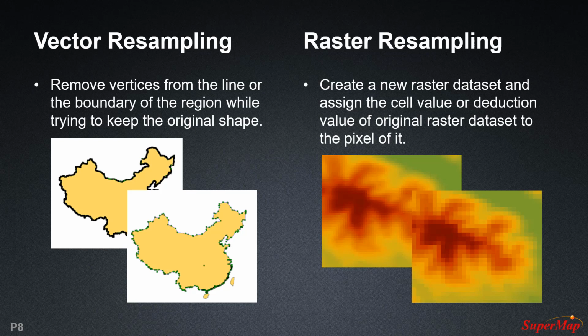Talking about raster resampling, what this does is that it creates a new raster dataset and assigns the cell value or deduction value of the original raster dataset to its pixels. So it's a pixel by pixel thing. Right, so that's what we had about data processing, and we are going to move on to topology now.